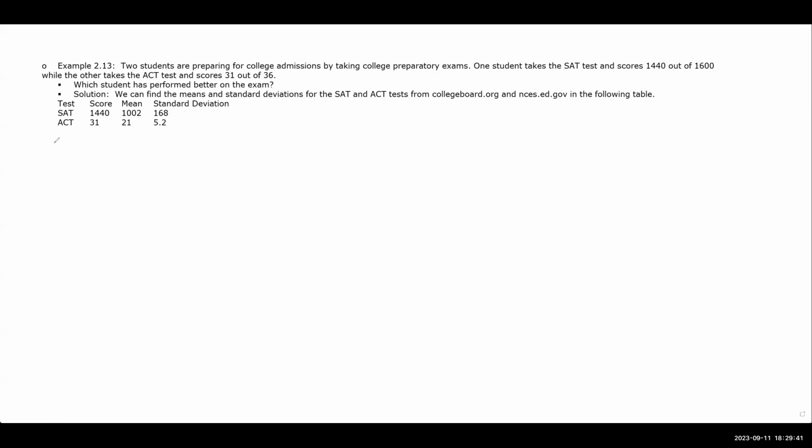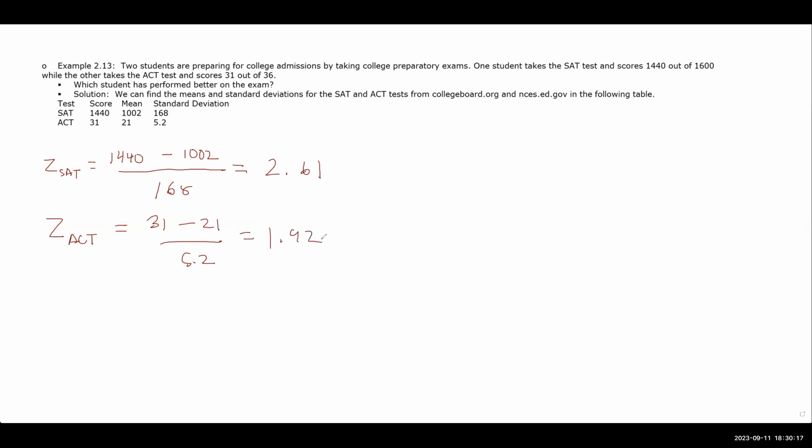Let's find out. All right, to figure this out, let's calculate the z-score. For the z-score for the SAT student, that would be 1440 minus the mean, 1002, divided by standard deviation, 168. And we calculate this to be 2.61. For the z-score for the person who took the ACT, it's 31 minus 21 divided by 5.2. And when we punch this in the calculator, we get 1.92.